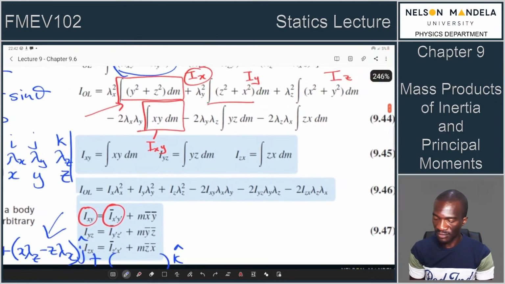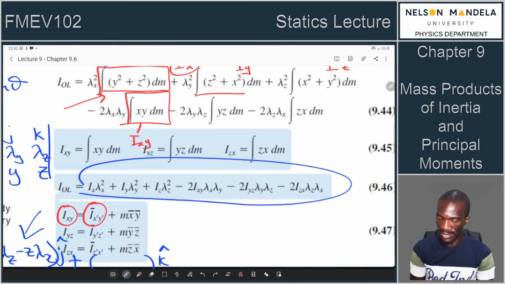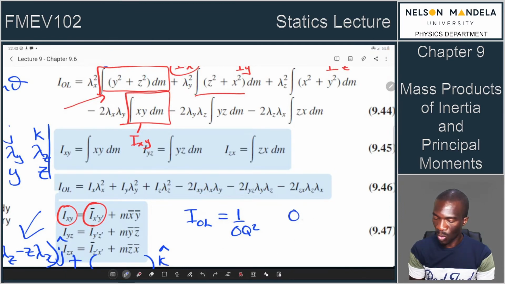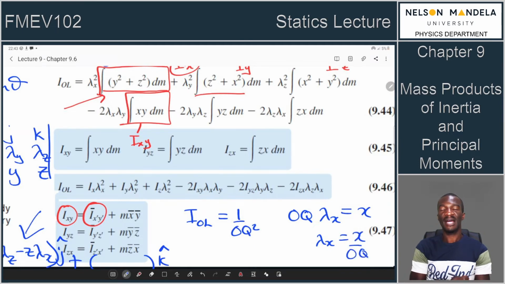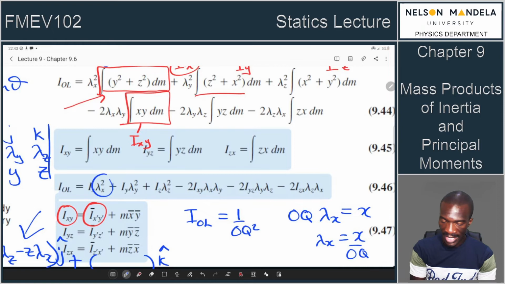You will notice that from our equation, we had an equation for the IOL, and this equation reads that our IOL is equal to all these products, right? Now we've already defined that our IOL is equal to 1 over OQ squared, where OQ multiplied by lambda x is given by the distance x, isn't it? So if we make lambda x the subject, lambda x becomes equal to x over the OQ distance.